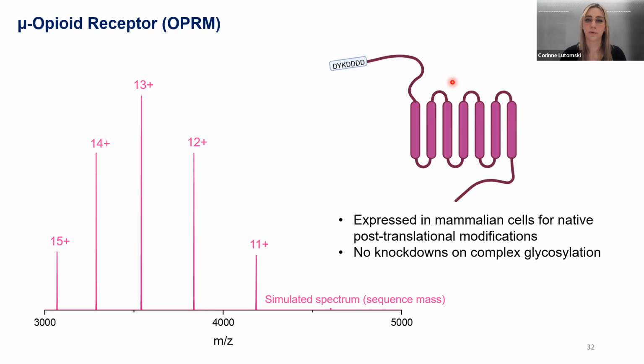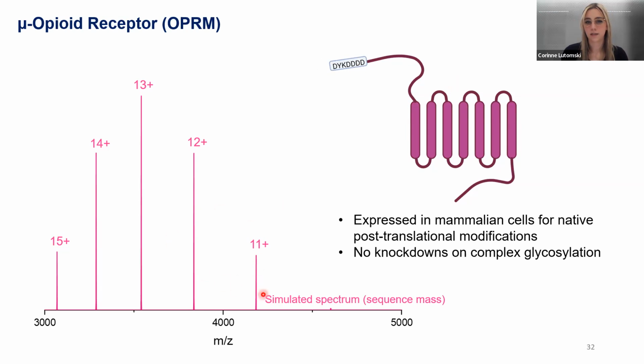And so just to move on to a little bit more complex of a system, this is the mu opioid receptor. I expressed this in mammalian cells, and so I didn't knock down any complex glycosylation pathways. This is just purely the native protein with the possibility for all native post-translational modifications. We do expect this protein to be constitutively active, so there could be phosphorylation sites, it could be signaling within cell culture, and so it should be a relatively complex system.